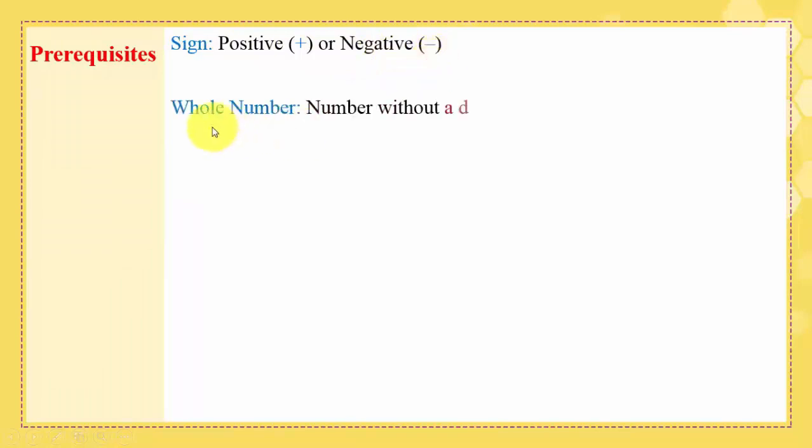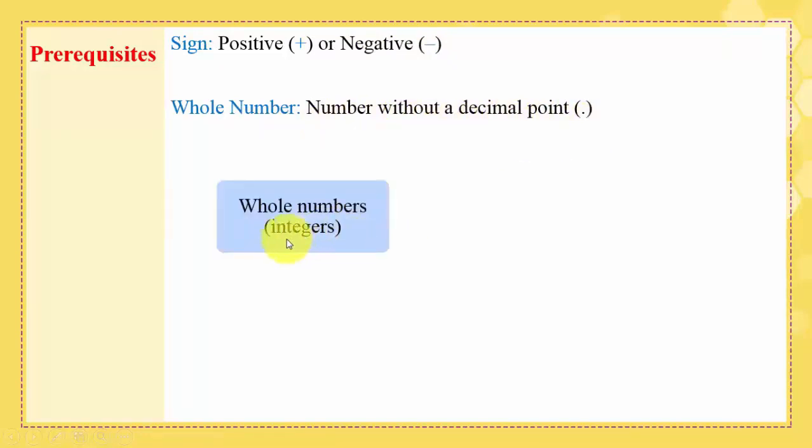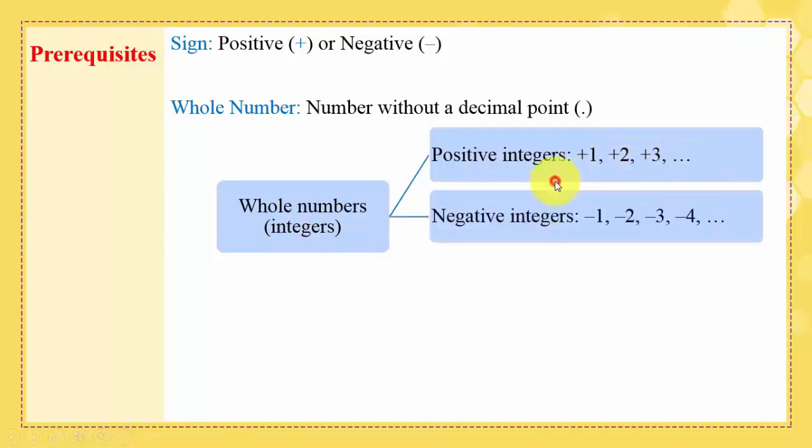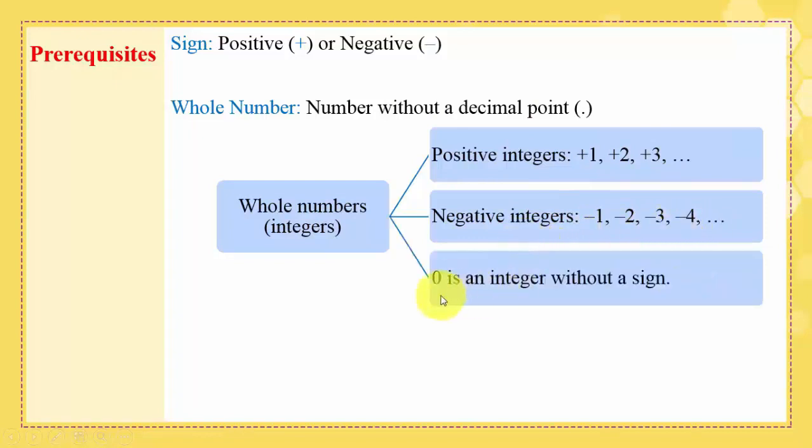Some information from grade 6. Sign: it may be positive plus or negative minus. A whole number is a number without a decimal point, or it is said integers. It may be positive integers: plus 1, plus 2, plus 3, etc. Negative integers: minus 1, minus 2, minus 3, minus 4, etc. And 0 is an integer without a sign.